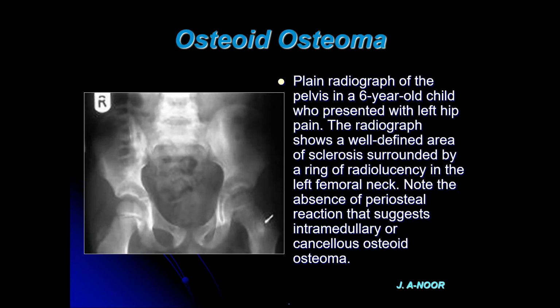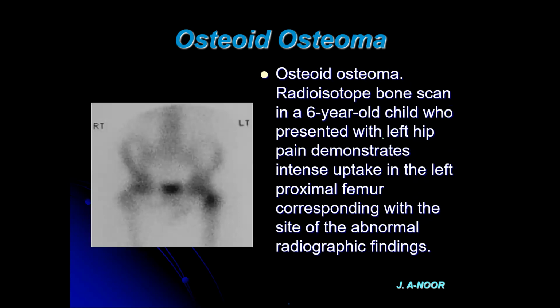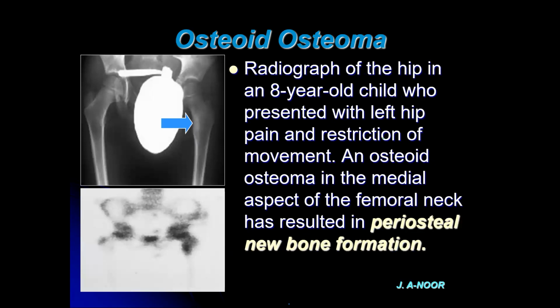If it is in the cavity, you don't see so much sclerosis, so much reactive tissue around it. But when it presents in the cortex, it shows a tremendous amount of reactive tissue. This is confirmed by a radioisotope bone scan shown in the left hip with intense uptake, and this corresponds to the site of the abnormality on the radiograph of the hip.